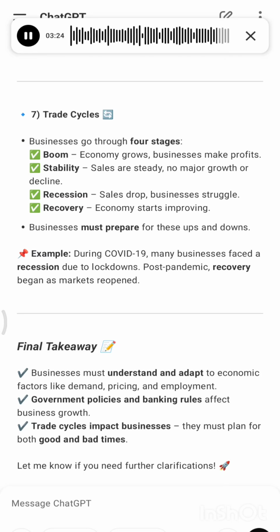Final takeaway. Businesses must understand and adapt to economic factors like demand, pricing, and employment. Government policies and banking rules affect business growth. Trade cycles impact businesses. They must plan for both good and bad times. Let me know if you need further clarifications.